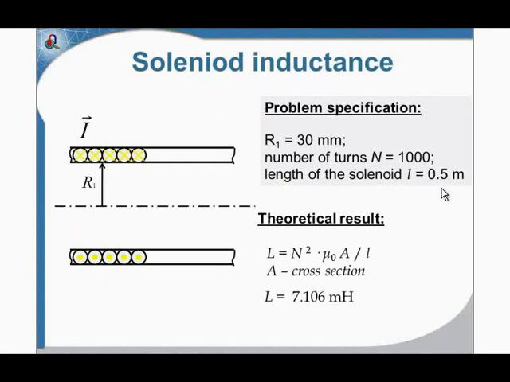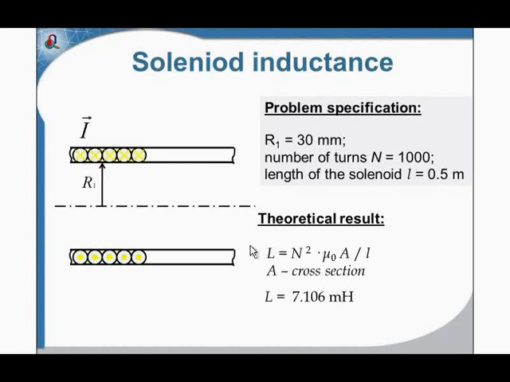The inductance of the solenoid can be calculated by the well-known formula. And the inductance of my solenoid is 7.106 millihenry. This formula does not take into account the side effects that occur at the beginning and the ending of the solenoid.